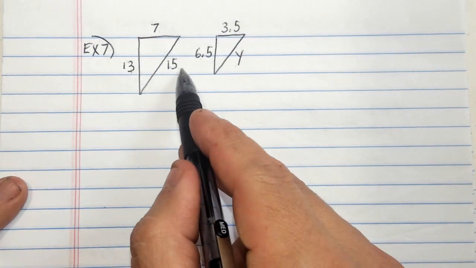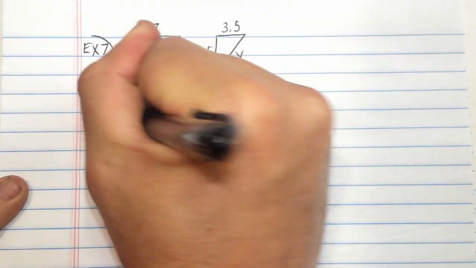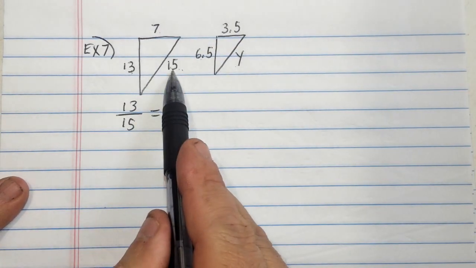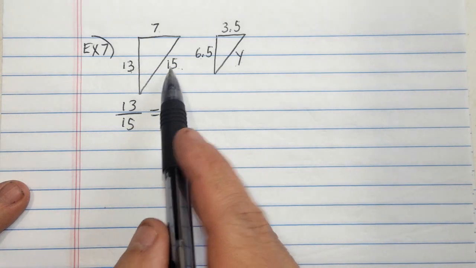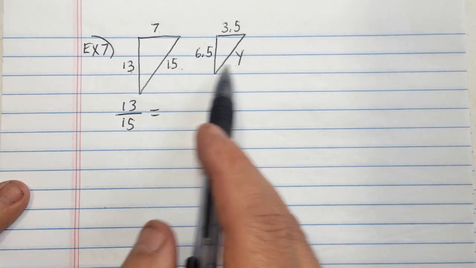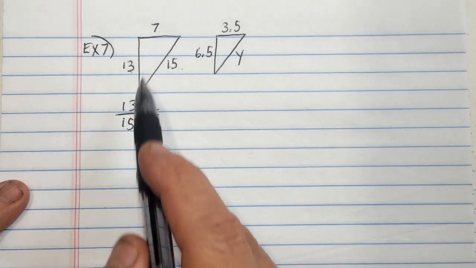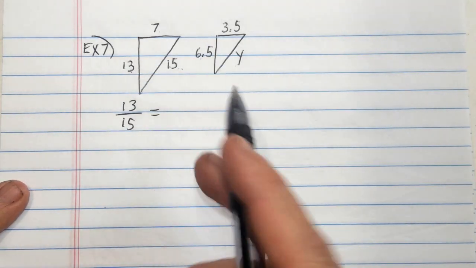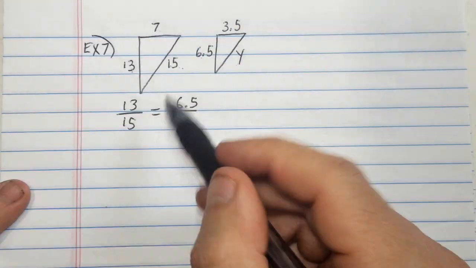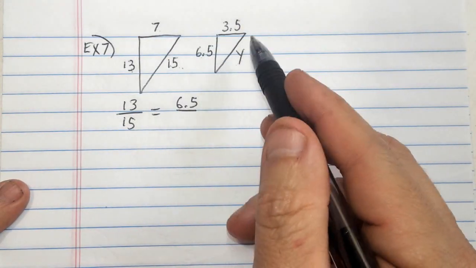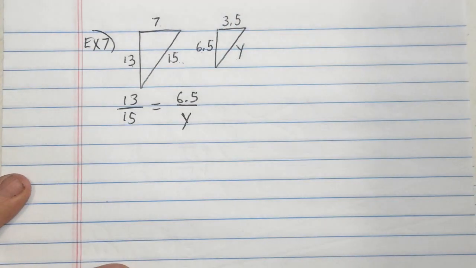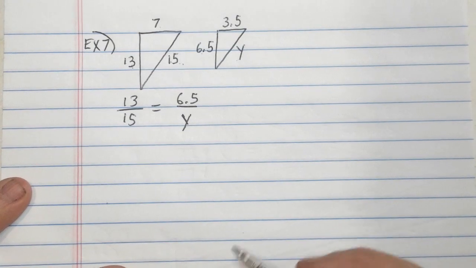So we can try it both ways. Let's go 13 over 15 on this first triangle. So I'm going this side to this hypotenuse side, or 13 over the 15. So what is the corresponding on this other triangle? Again, if I'm using that, I have to use then 6.5 on the top. And if I use that 15, then I want to use the y over here. So there's my proportion.